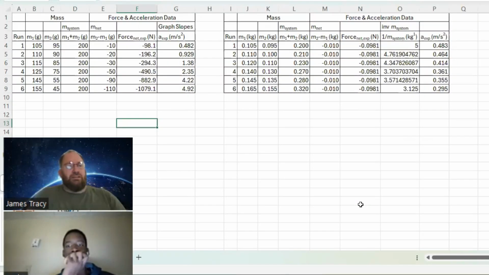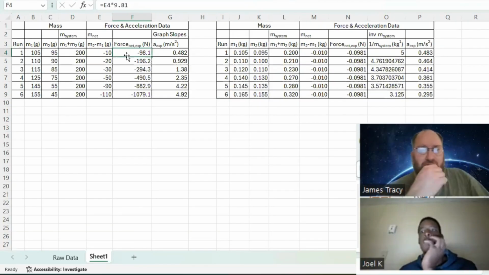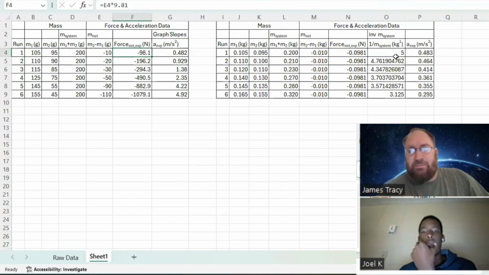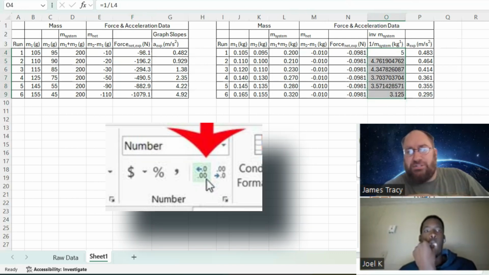Okay, so looking at this, you have 105, 95, and so on and so forth. Next, your numbers look really good for your first graph. Your second graph, we've got a little bit of a thing over there in your inverse mass. Let's take a quick glance at that. Highlight just the numbers 5 through 3.125 and go up to the top. You've got 2 options there for truncating things, right where it says General, and then you've got the dollar sign and stuff like that.